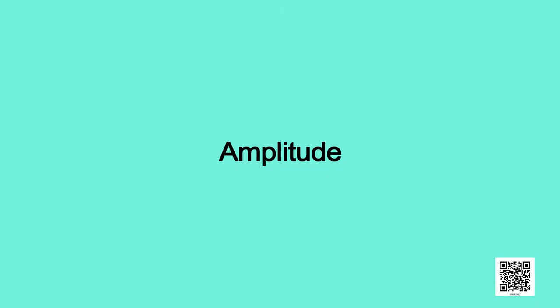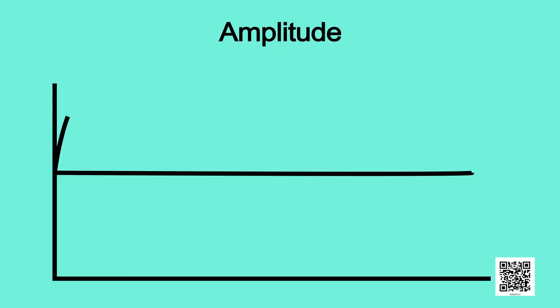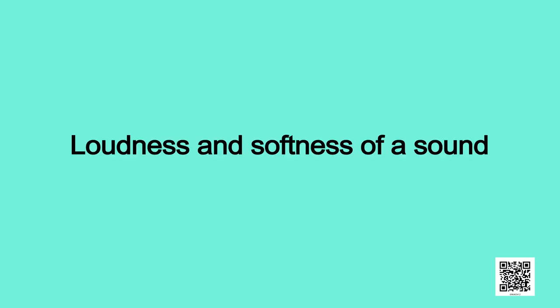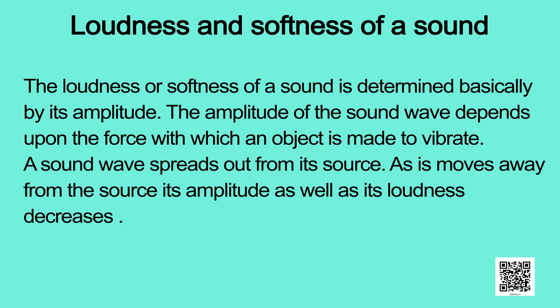Amplitude. The magnitude of the maximum disturbance in the medium on either side of the mean value is called the amplitude of the wave. It is usually represented by the letter A. The loudness or softness of a sound is determined basically by its amplitude. The amplitude of the sound wave depends upon the force with which an object is made to vibrate.